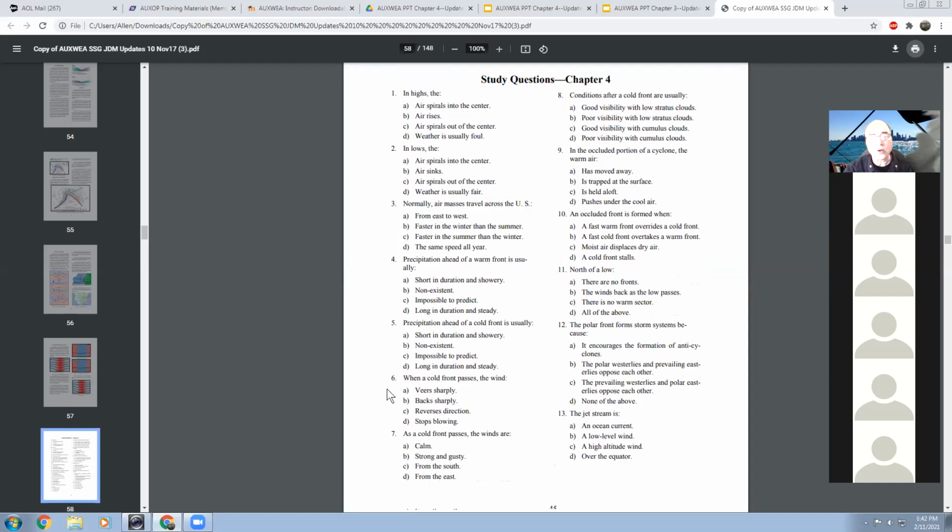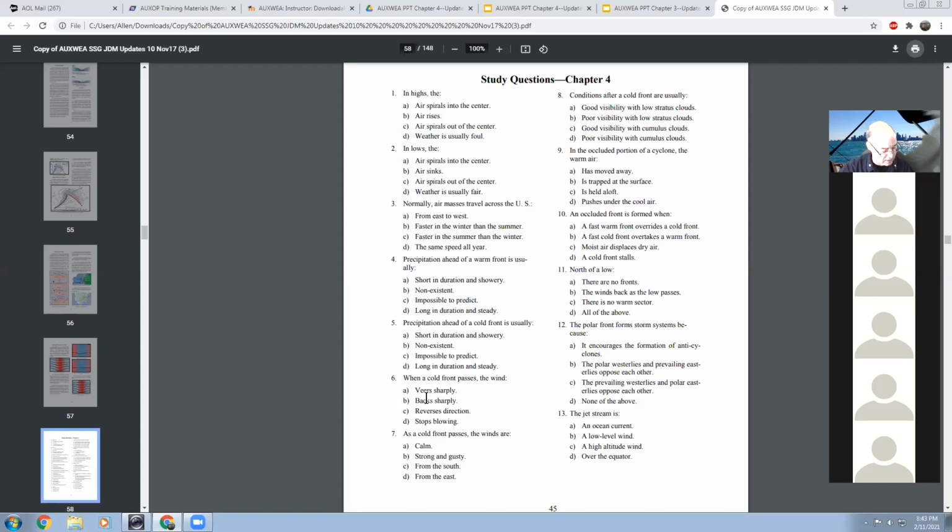Ann Brink, number 6, when a cold front passes, the wind... I'm going to say A, veer sharply. Well, remember it comes out of the south, and then like a clock, it goes backwards. It'd be C, reverses. Well, actually, they're looking for backs sharply. So after a cold front passes, the wind backs. Go ahead and look at your material to see if you can find the answer to this.